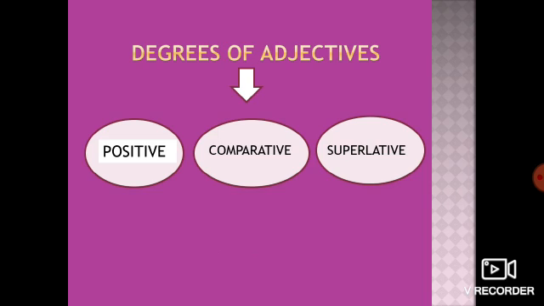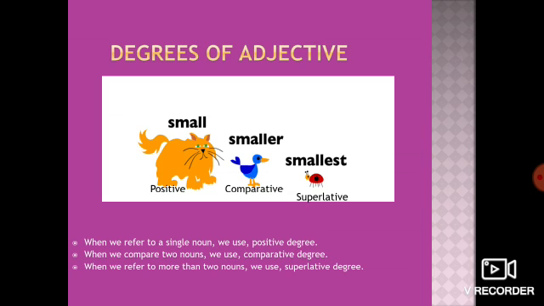There are 3 degrees of adjectives: positive, comparative and superlative. So look at this picture, and when you look at the cat, here cat is a small creature. So when we are talking about one noun and we are describing one noun, we use one adjective and that is a positive degree. So we will say the cat is a small creature. So small is the adjective here for the noun cat.